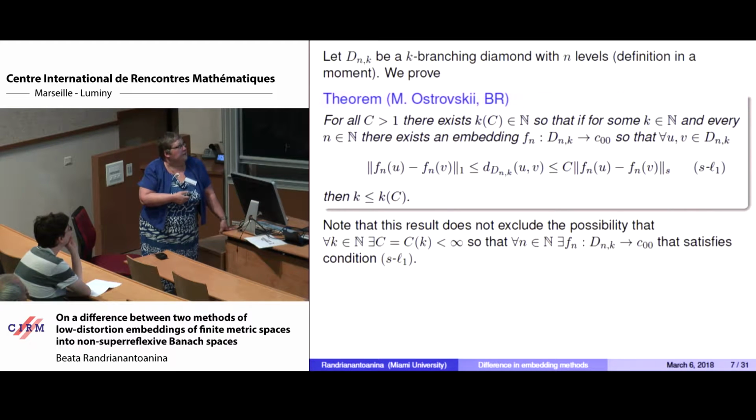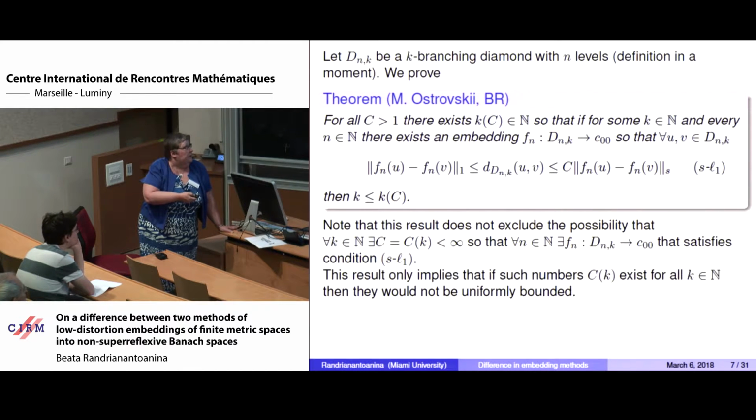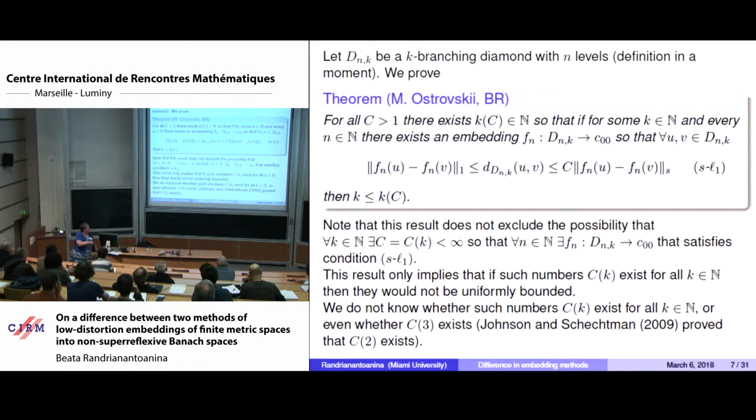But all I am saying is that if any k-branching diamond is embedded using the factorization method, then this constant C here will have to depend on the number of branches. And that constant C will have to go to infinity as the number of branches increases. In fact, that's what I just said. So in fact, we don't even know if C of 3 exists or not. C of 2 does exist, it follows from the work of Johnson and Schechtman, but C of 3, we don't know.